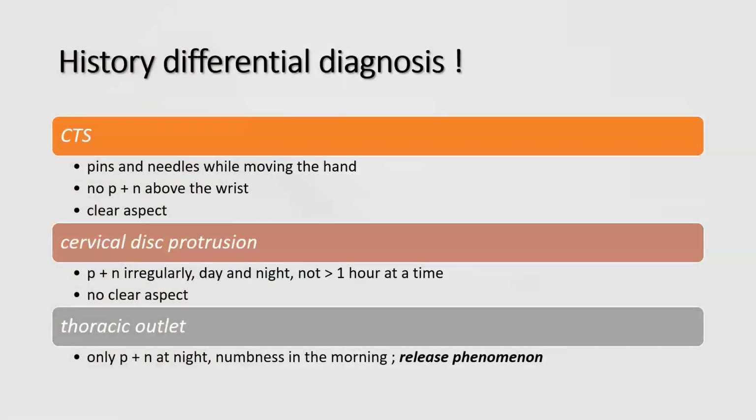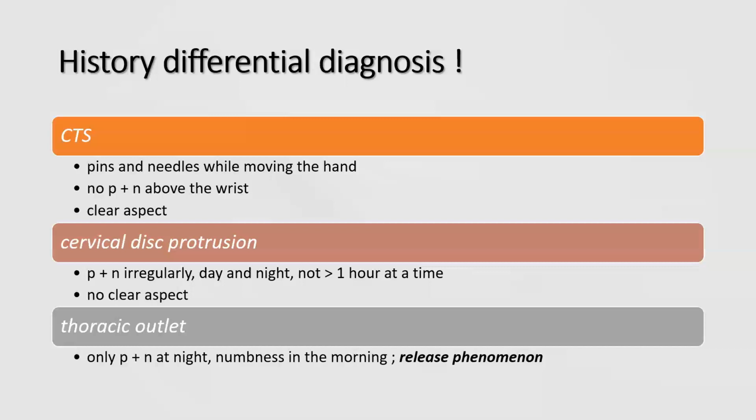This is super important. What's the difference in the history between a carpal tunnel syndrome, a cervical disc protrusion, and a thoracic outlet? So the carpal tunnel syndrome patient has pins and needles while moving the hand. There is a link with wrist movements. There are no pins and needles above the wrist, and as I mentioned before, there is a real clear aspect. He can say, okay, this part of the finger yes, this part of the finger no.